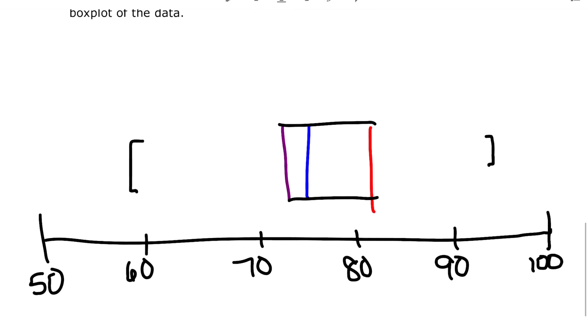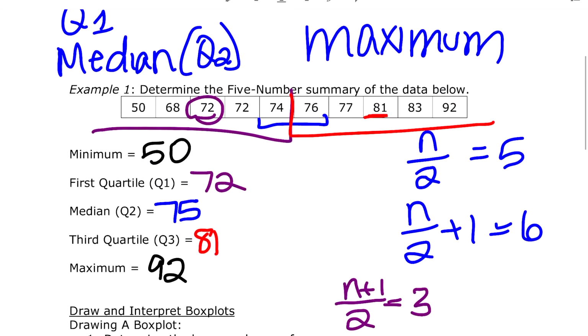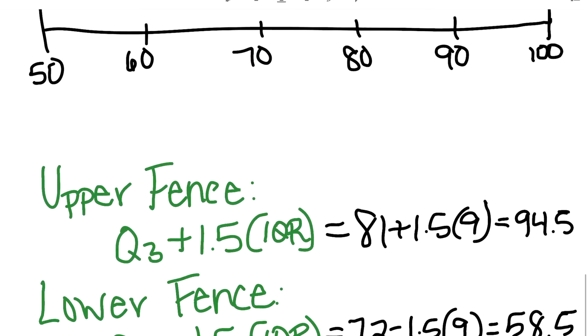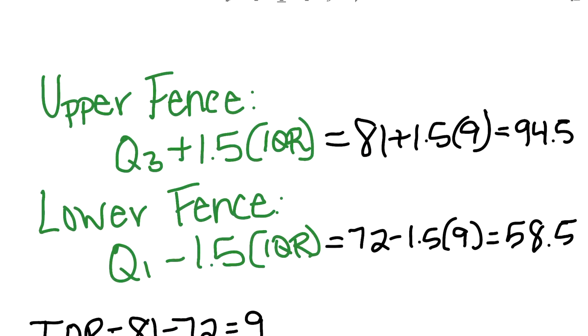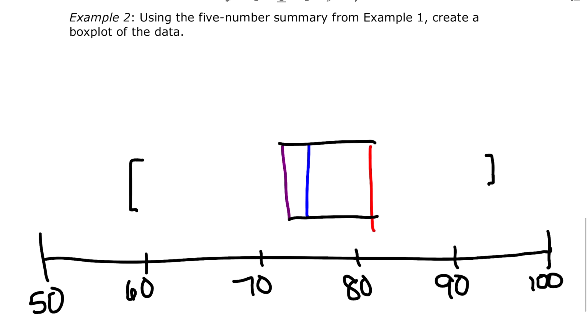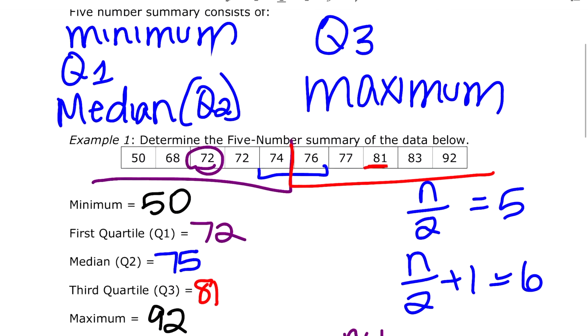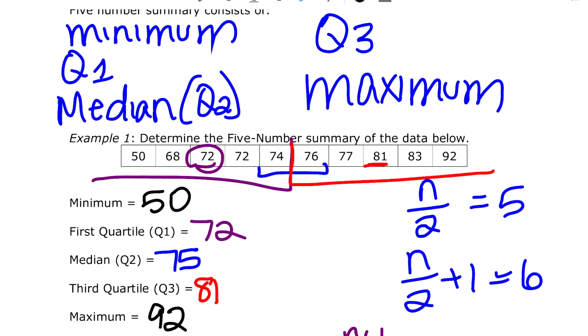So 94.5 was my upper fence. Do I have any data values larger than 94.5? No. 92 is less than 94.5, so I don't have an outlier there. But then the other fence, the lower fence, was 58.5. And I do have a number less than that fence. I have this 50 here. So 50 is going to be an outlier.